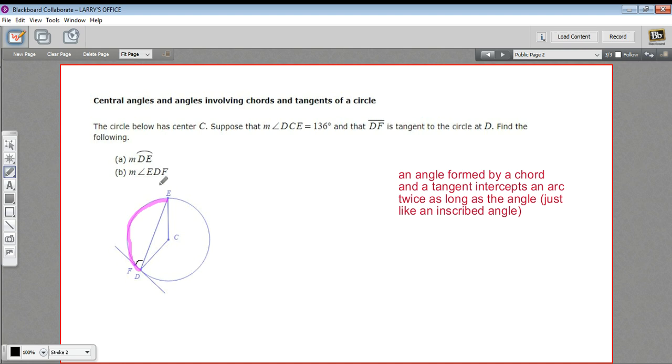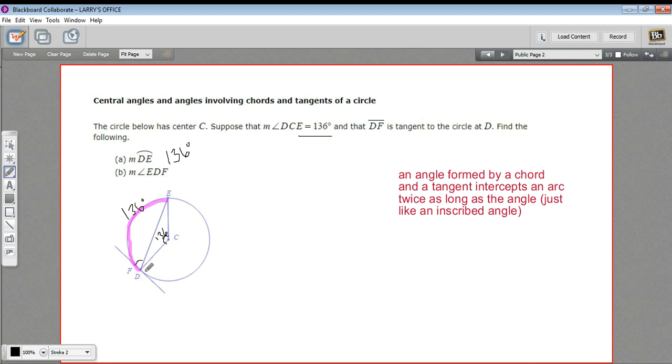So there are a couple of ways to go about doing this. We've been given one fact that the angle DCE, that's this one, is 136 degrees. And I think the easiest first step here is to notice that this angle intercepts that arc, and it's a central angle. And we know that whatever the measure of the central angle is, that's the measure of this arc. So that part, pretty easy. The measure of arc DE is 136 degrees.